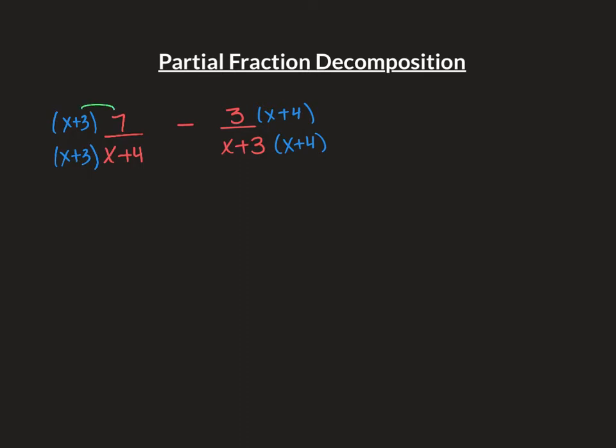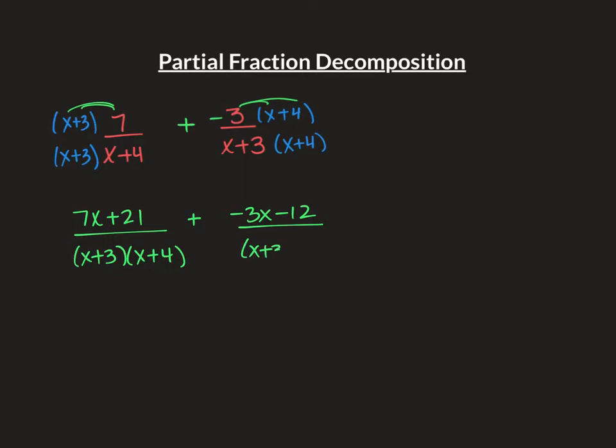So we'll distribute the 7 in. So we'll have 7x plus 21 over x plus 3 times x plus 4. And I'm technically going to make this subtraction a plus and negative, so it's easier for me to work with. And I'll distribute the negative 3. So we have plus negative 3x minus 12 over x plus 3 times x plus 4.